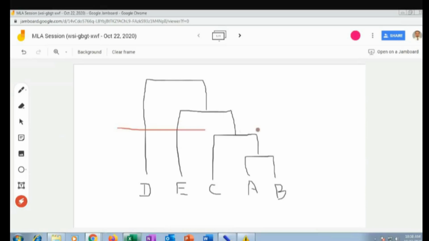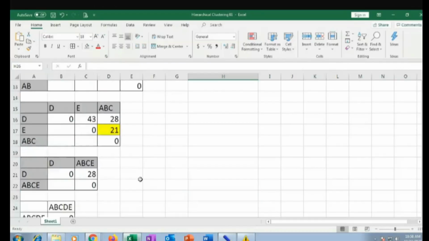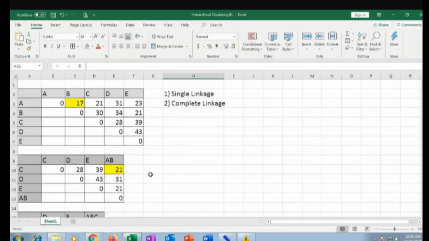At this level, if you take a cut, you will have three clusters. So D, E, and then A, B, C. If you take a cut over here, you'll have four clusters. So AB is one cluster, C is separate, E is separate, and D is separate. And then at this level, all the points will be there. So this is the final dendrogram that you will have with the single linkage method. So this is what the single linkage method is.